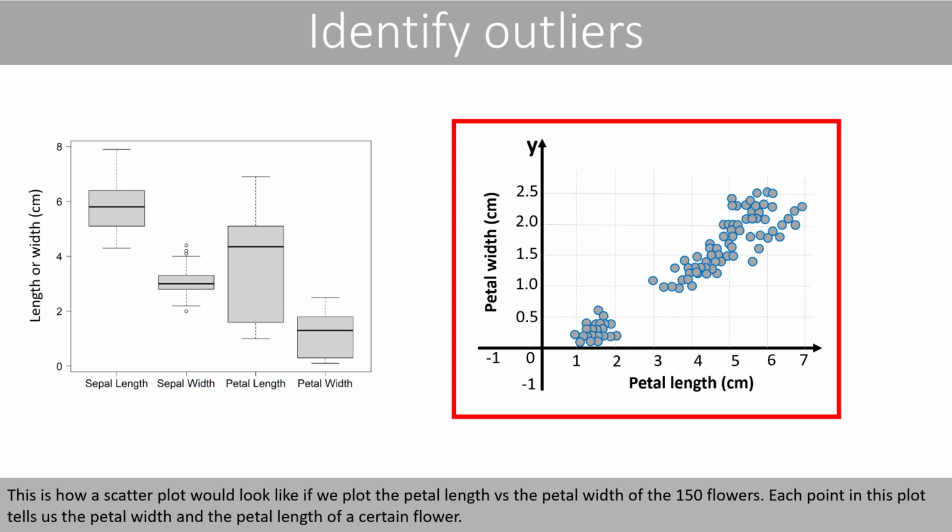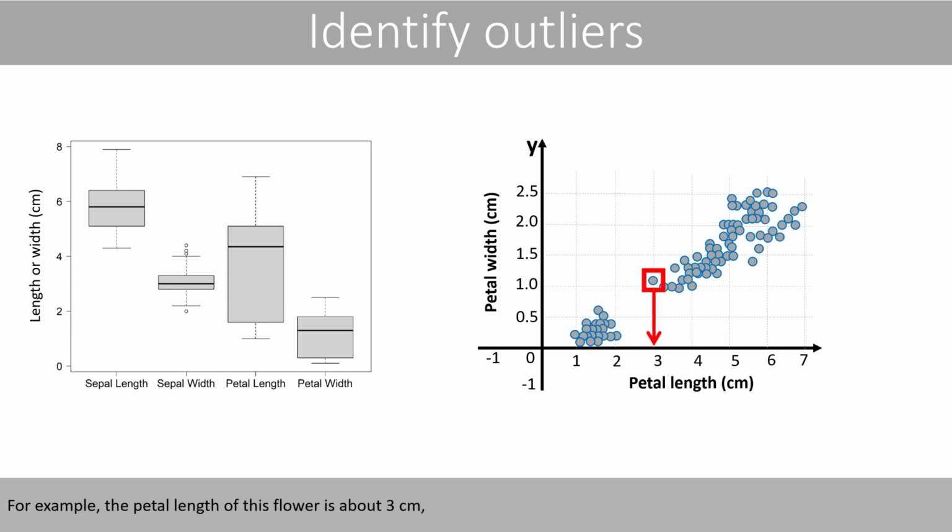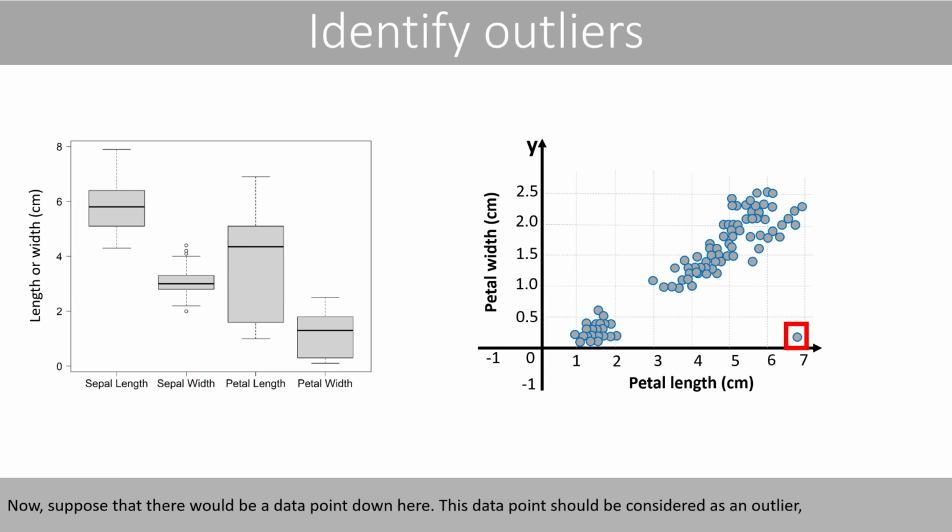This is how a scatter plot would look if we plot the petal length versus the petal width of the 150 flowers. Each point in this plot tells us the petal width and the petal length of a certain flower. For example, the petal length of this flower is about 3 centimeters, whereas its petal width is about 1 centimeter. Now, suppose that there would be a data point down here.